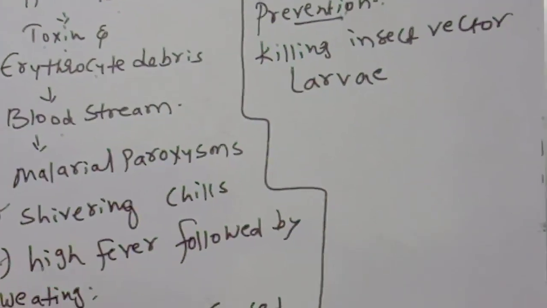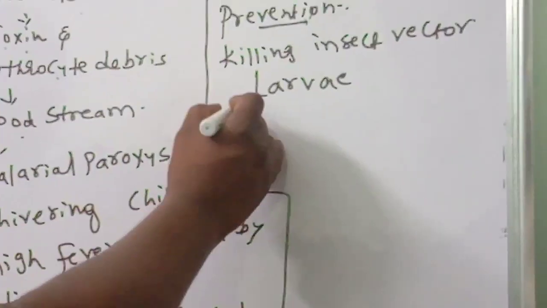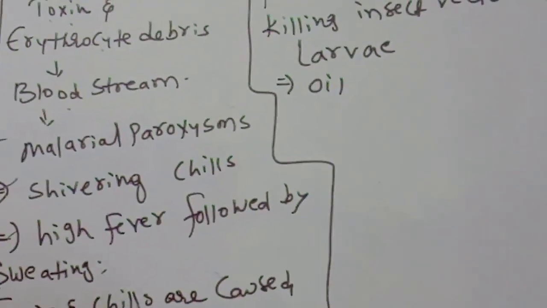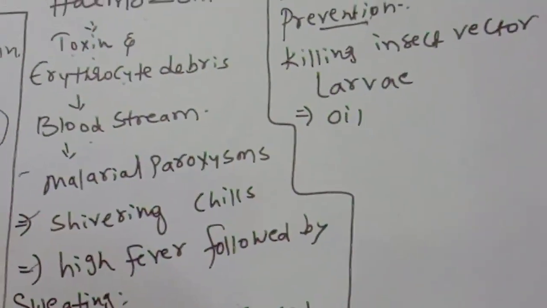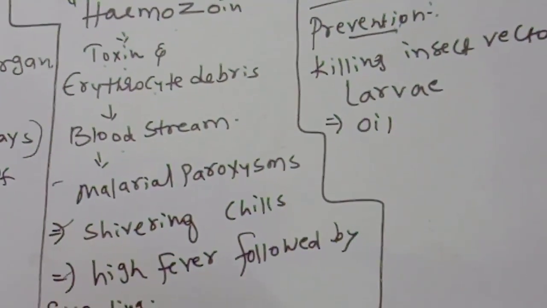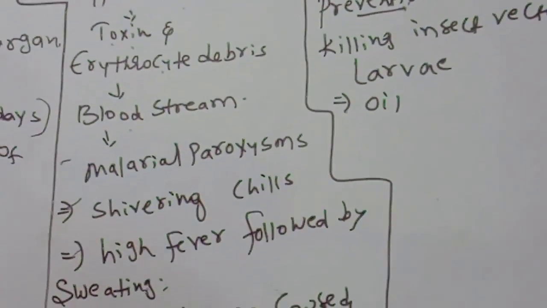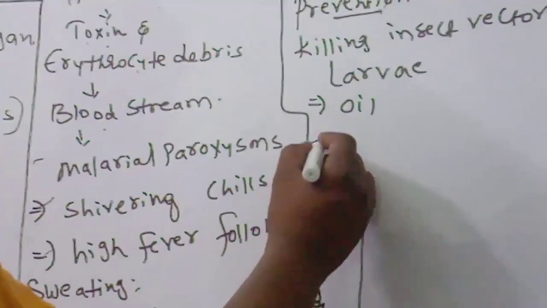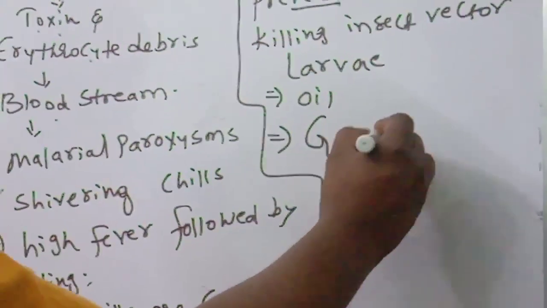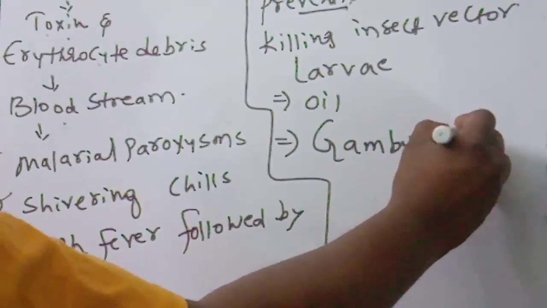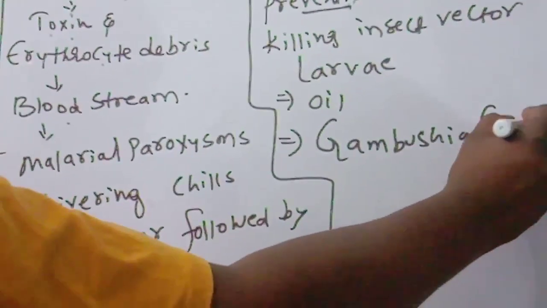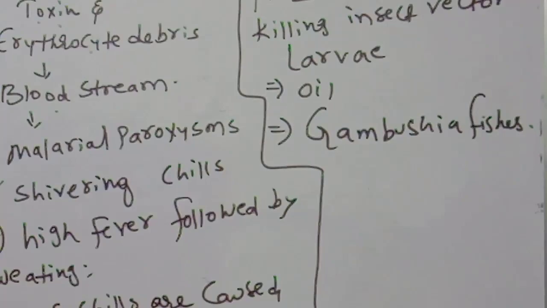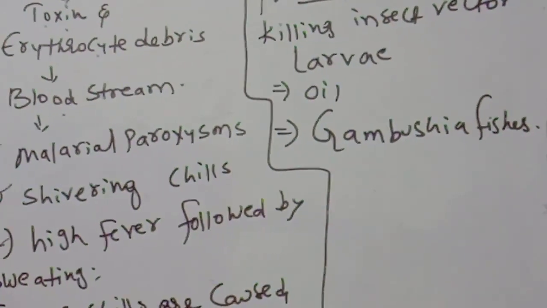We have to kill them in the water. How to kill them? We pour oil on the water. Then the mosquito larvae cannot breathe. Next, very important, there are some fishes, Gambusia fishes. These fishes will eat the larvae of mosquitoes.